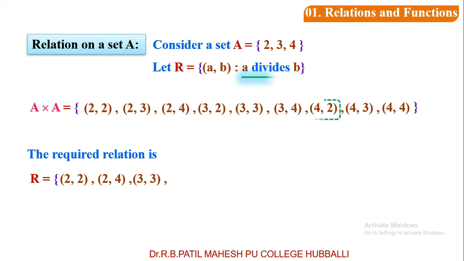Next 4, 2. Is 4 divides 2, because A is 4, B is 2. A divides B is the relation. Is 4 divides 2? Again no. Then don't write 4, 2. 4, 3. Again I take A is 4, B is 3. Is 4 divides 3? No. Then don't write. Last ordered pair 4, 4. Is 4 divides 4, because A is 4, B is 4. Is 4 divides 4? Yes. Then write 4, 4 in the relation R.